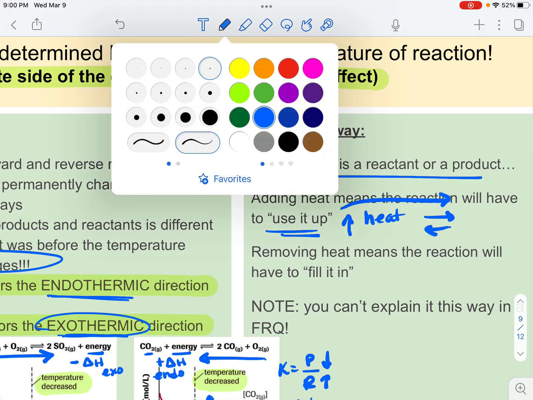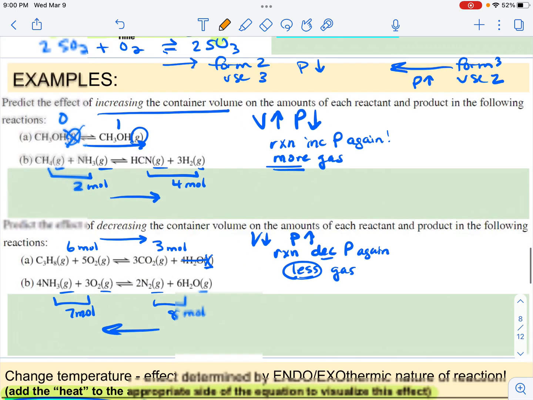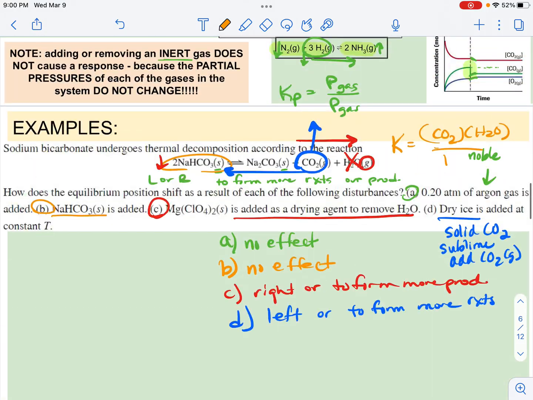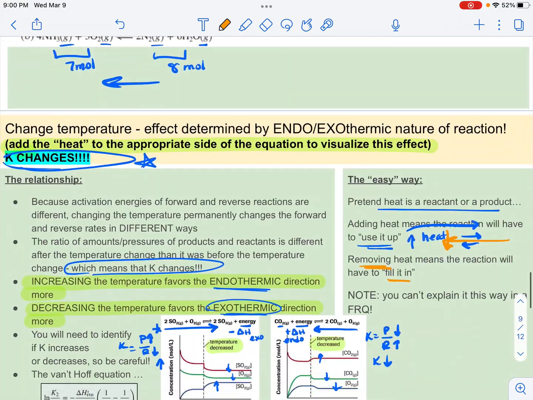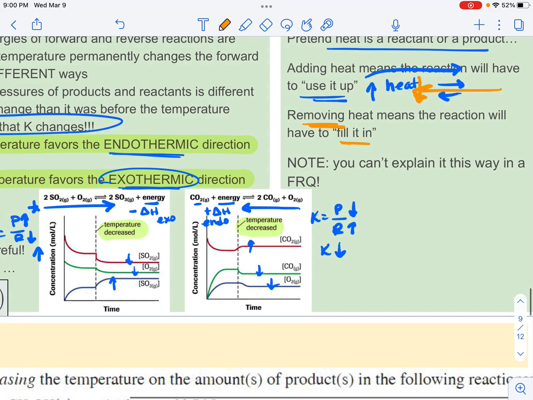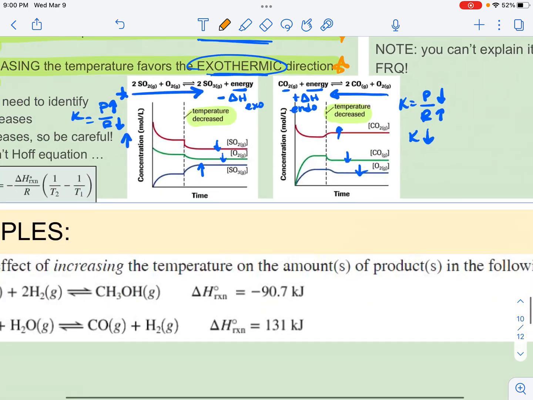The same thing happens if you think about removing heat. Then the reaction will have to fill in what you removed. So if you lower the temperature of this, you've removed heat, and the reaction will have to shift toward the heat to fill it in, just the same way that you figured out what happened with concentrations up here. So think about that as a cheat way. You can't explain it like this, you have to explain it the other way, but you can use this as a cheat way.